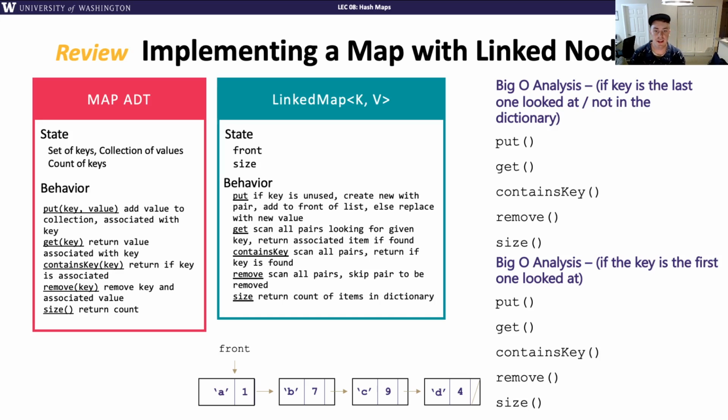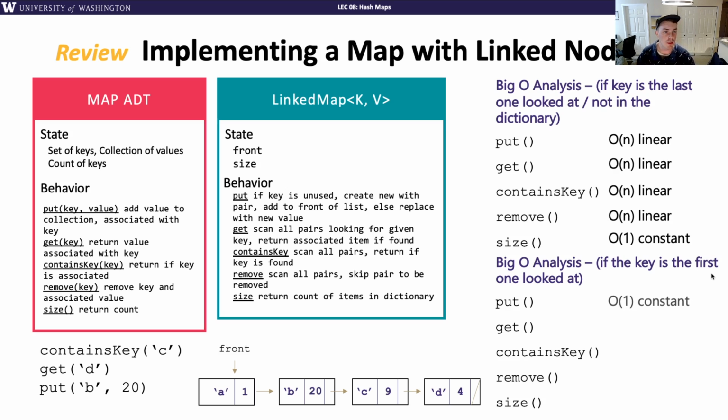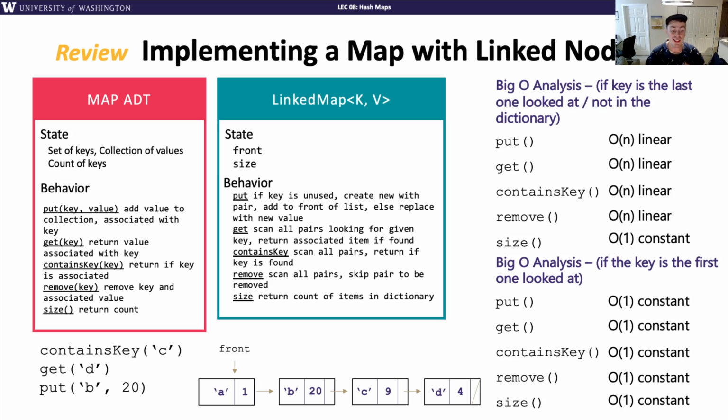So in the last video, we reviewed what the map was and our simple implementations from the beginning of the quarter: array map and linked map. And one of the things that we talked about was in these implementations, the thing that really slowed it down in the worst case, the case where we ended up having to look for a key that was at the end of the implementation, was this scan.